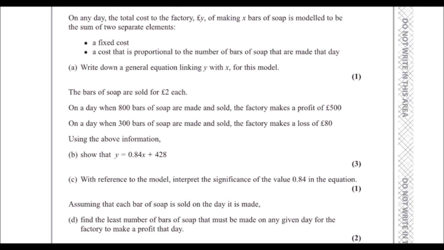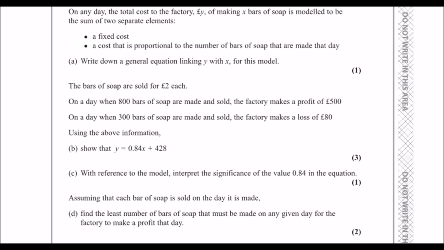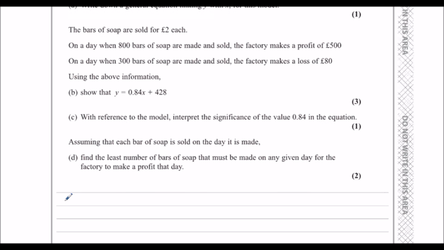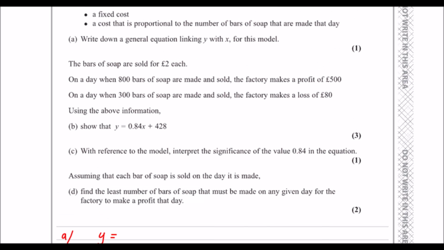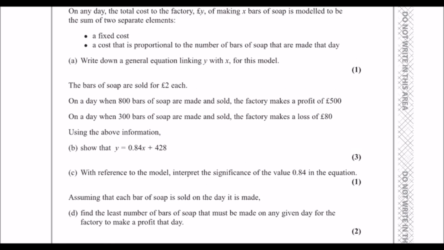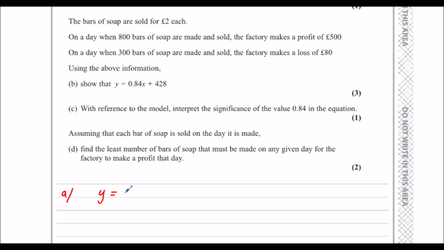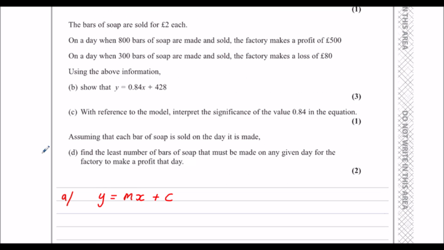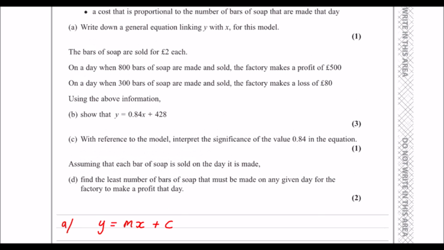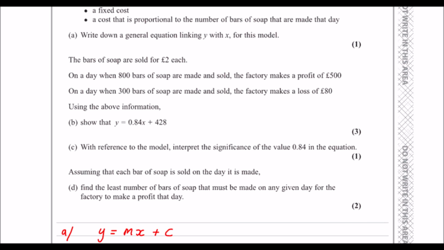So Y, the cost, is something proportional to the number of bars of soap made, which is X. I think I'm just going to write MX plus C. So something proportional to the number made plus a fixed cost. So Y equals MX plus C. You can use different letters for M and C, but it's going to be something like that.